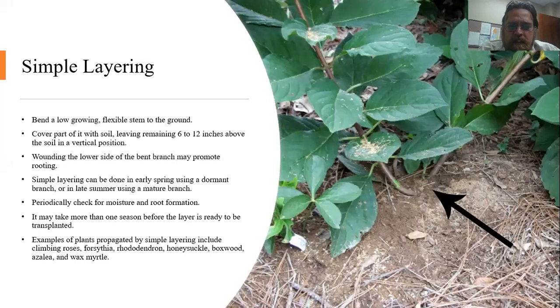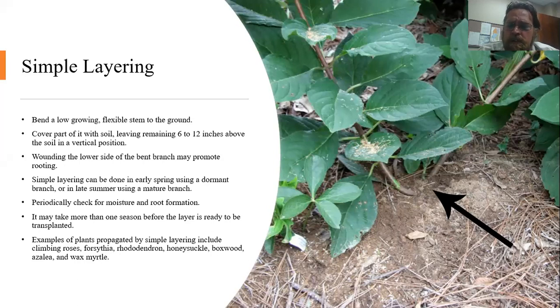We often will see this used with plants like climbing roses or boxwoods, azaleas and wax myrtles, and quite a few others. In this, we're going to bend a low-growing flexible stem down to the ground, cover that with soil, ideally leaving about 6 to 12 inches of that branch beyond that position. It's often useful to stake that into a vertical position just to control its growth and make sure that it stays really stable there in the ground.